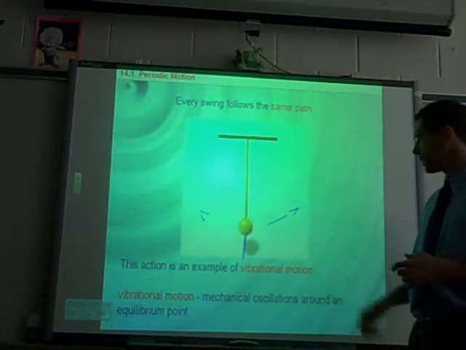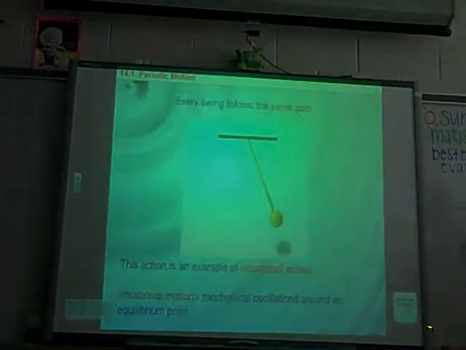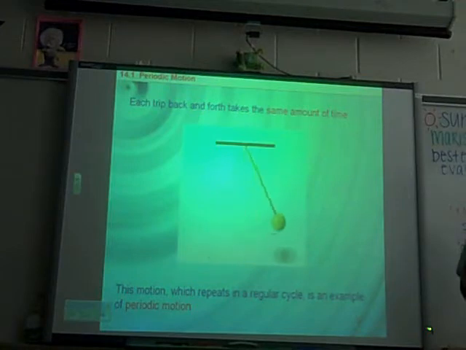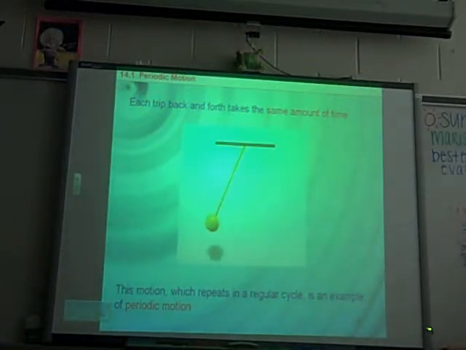Okay? Without friction, it'll just keep going. Now, each trip back and forth, because there is no friction, is going to take the same amount of time. We talked about the period of something's motion when we talked about circular motion. That's when we first used the term period to describe that time period to do one complete rotation. So now it's not a rotation, it's just a cycle. A back and forth is one cycle. And the time it takes to do that is the period. So when that is a repeating regular cycle, it's called periodic motion.